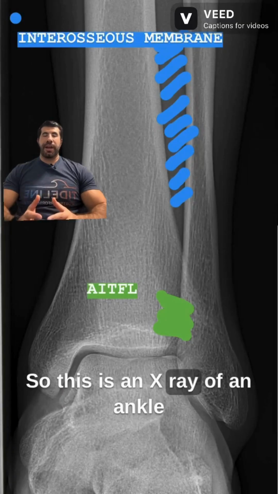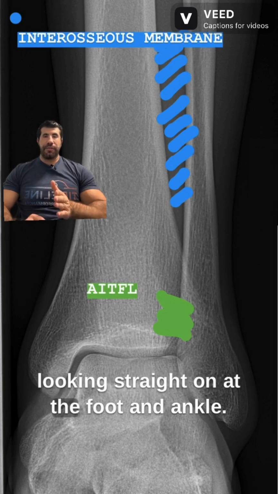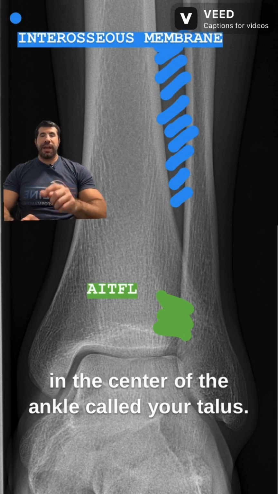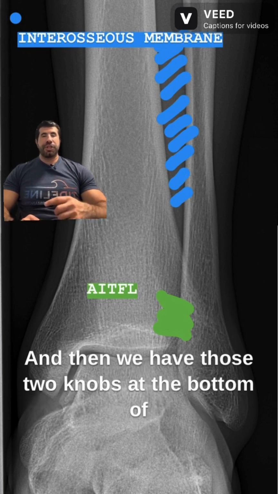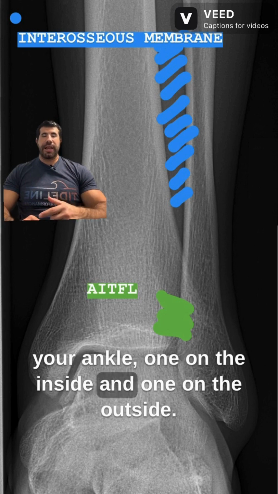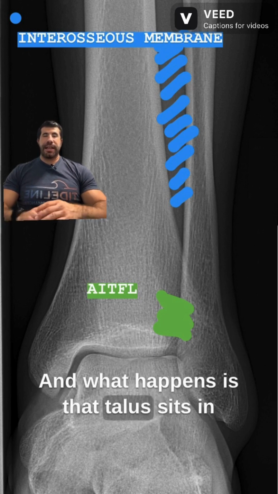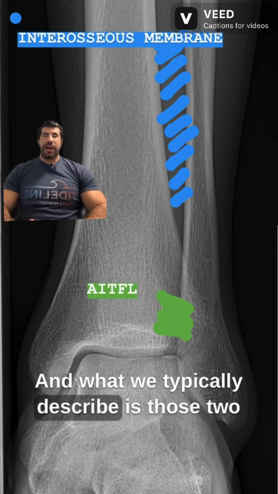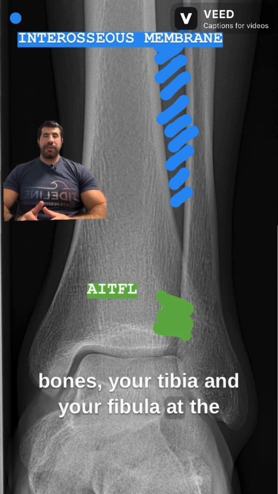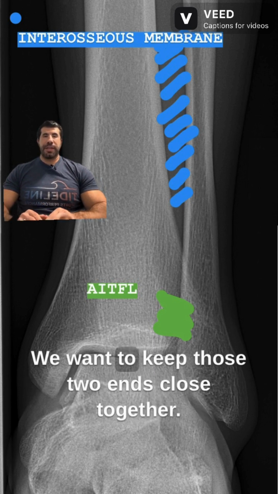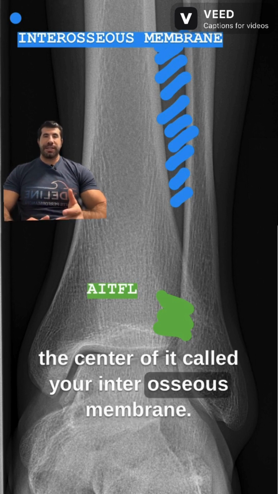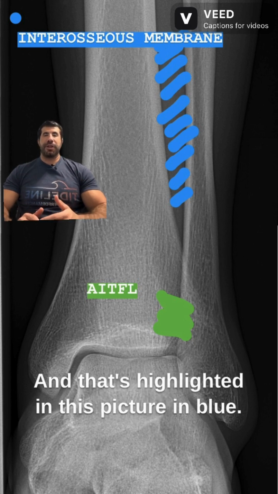So this is an x-ray of an ankle looking straight on at the foot and ankle. What we see is that there is a small bone in the center of the ankle called your talus. And then we have those two knobs at the bottom of your ankle, one on the inside and one on the outside. And what happens is that talus sits in the center almost like a wrench would. And what we typically describe is those two bones, your tibia and your fibula at the bottom, are kind of like two chopsticks. We want to keep those two ends close together. What happens is there's a small membrane that runs up the center of it called your interosseous membrane. And that's highlighted in this picture in blue.